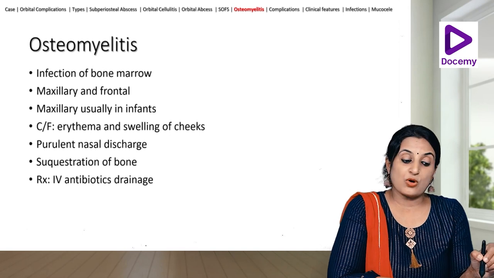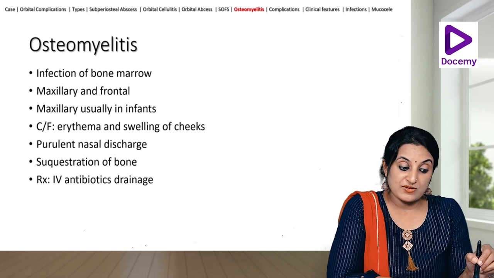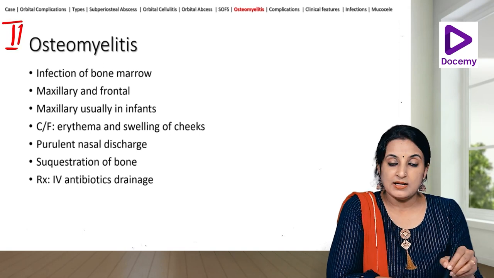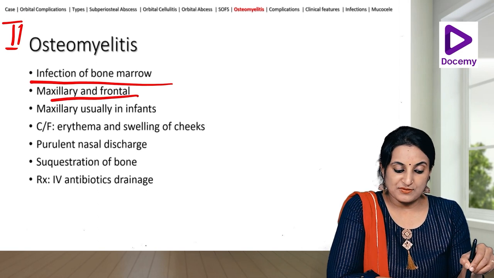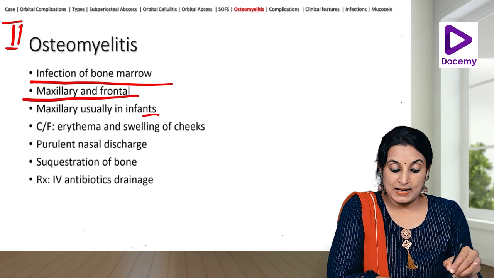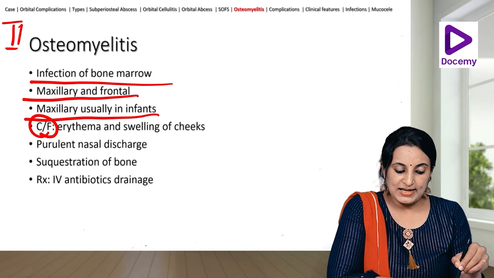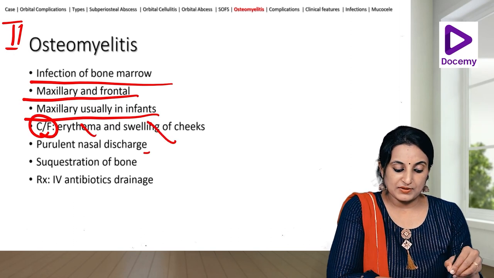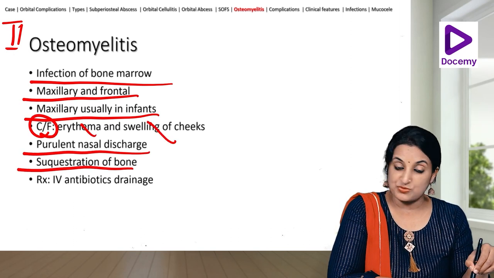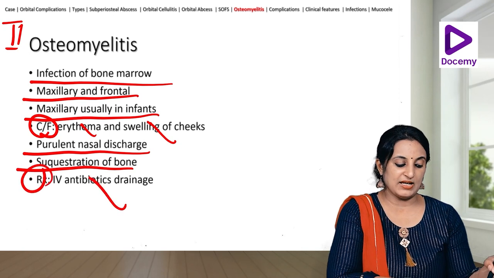Now let's look at the second complication of sinusitis, which is osteomyelitis, where there is infection of the bone marrow of the maxillary and the frontal sinus usually. Maxillary is usually seen in children, complaining of erythema and swelling of the cheek. There is purulent nasal discharge with sequestration of bone, and treatment is IV antibiotics.